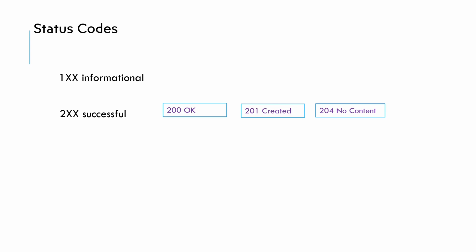Then we have the 204 No Content. For example, there is a request from the client for deletion of a resource. When the web service is doing a deletion, there is nothing to send back, right? So if no data is sent back, it will say okay, it is 204, it is successful, but there is no content to be sent back to the client. So that's why we can use 204.